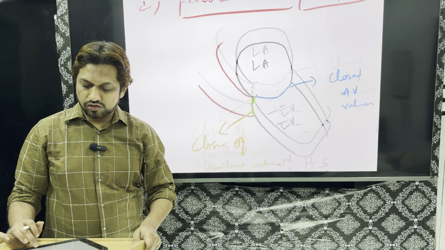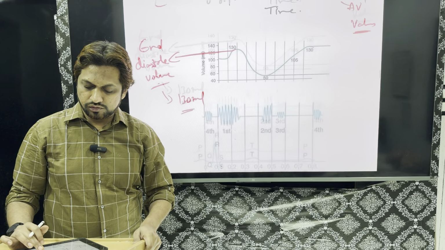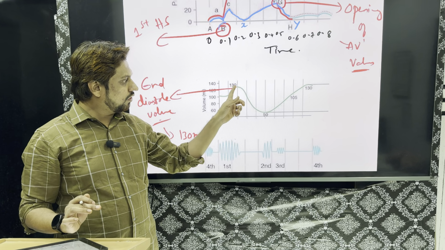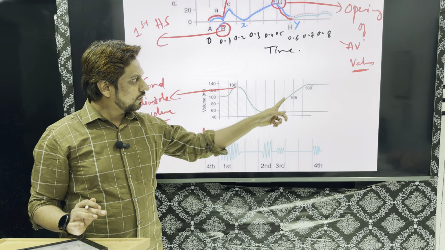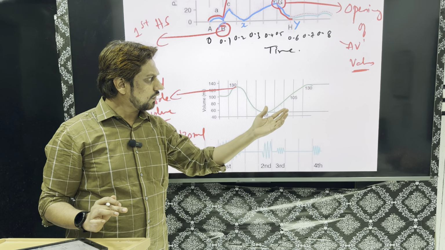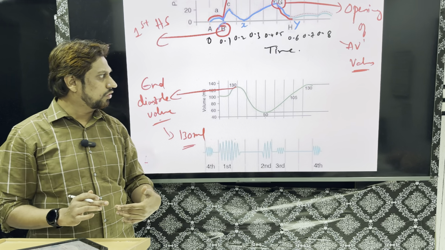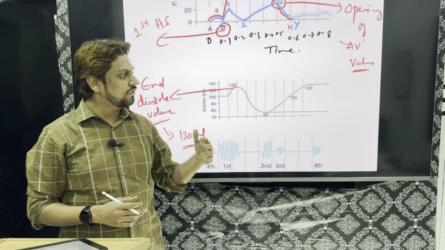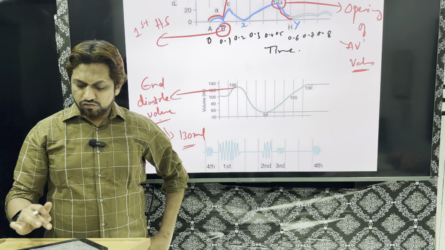Okay, so the volume changes in the ventricles you should also know. So end systolic volume is 50 ml, and out of this, again 80 ml is pumped out, that is the stroke volume. So this is the volume changes.